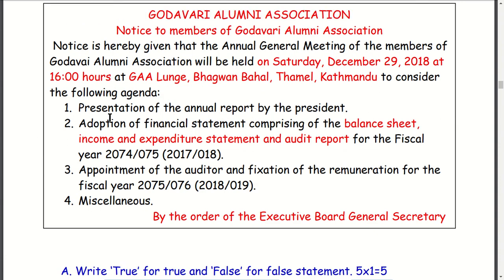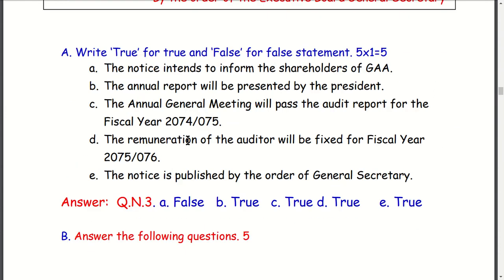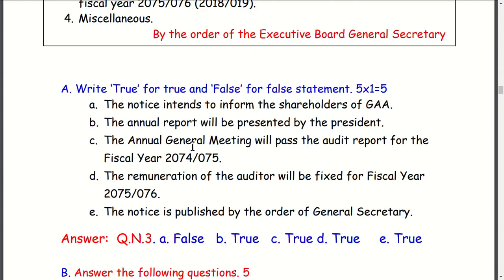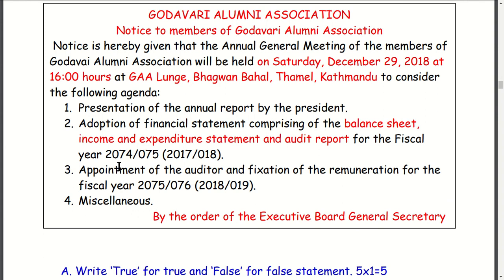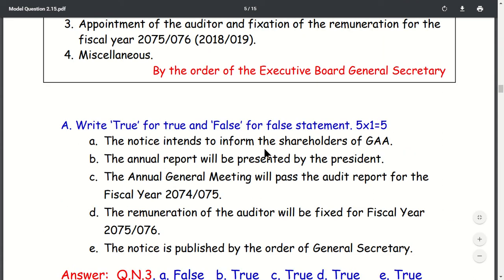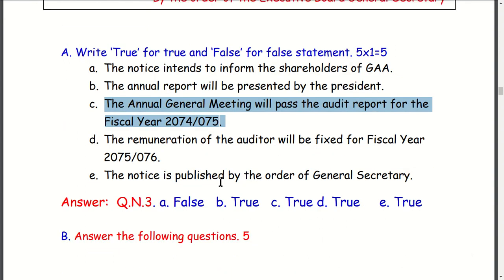The annual report will be presented by the president at the meeting. Yes, report by the president. The answer is here, so it is correct. True. And number C: the annual general meeting will pass the audit report for the fiscal year 74 to 75. Adoption of the financial statement comprising the balance sheet, income expenditure statement, and the audit report. Yes, this is the audit report for fiscal year 74-75. Number C is also true.